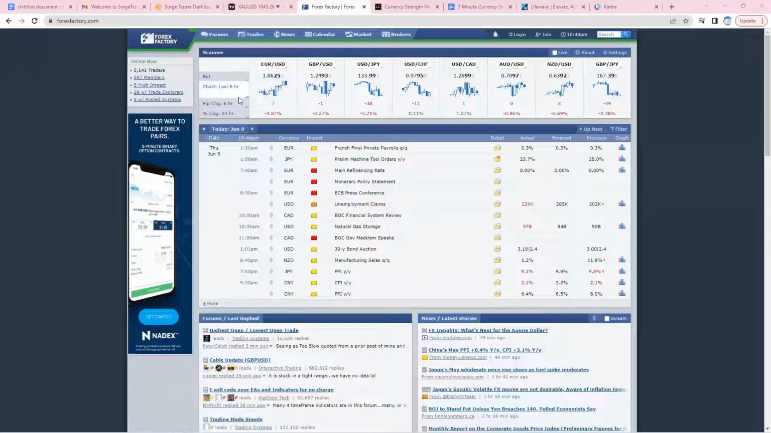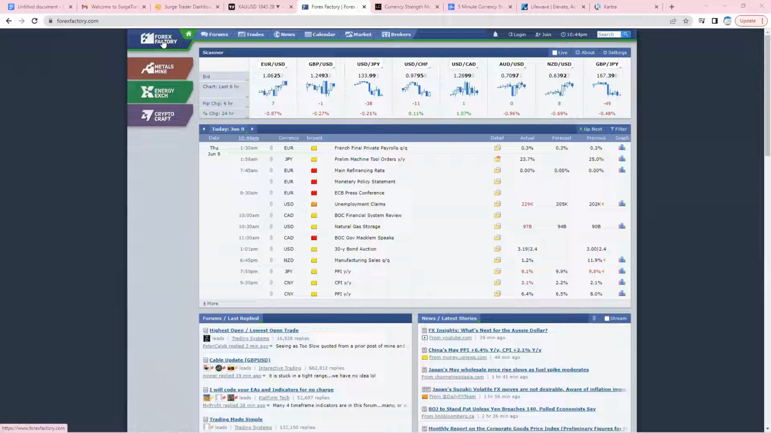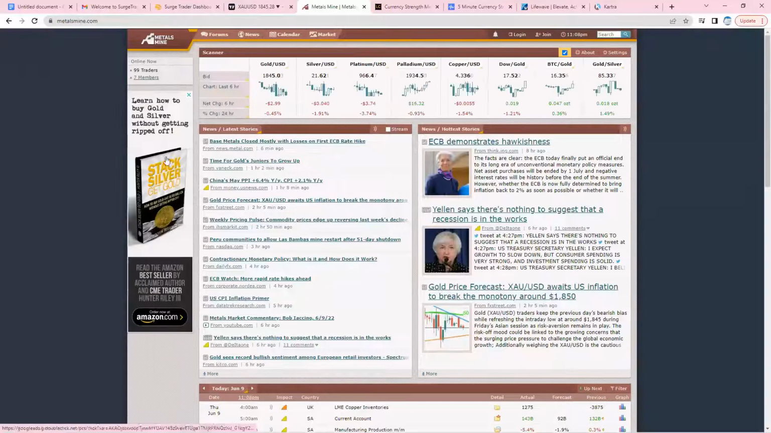The way to look at Forex news is called Forex Factory. We're trading metals, so you're going to scroll over this Forex Factory right here and go to Metal Mine. This is going to tell us what's going on with gold. This is a 6-hour chart at the top, and it's called a scanner. Very, very important. It's called a scanner, and it has a 6-hour chart. And this tells us what's been going on the last 6 hours.